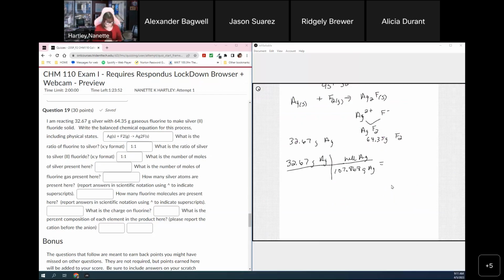If I do that math, 32.67 divided by 107.68 is 0.30. I have 4 sig figs there. 0.29 moles of Ag. So 4 sig figs is my answer because I start with 4 sig figs right here. This one is considered infinite, so I need to look at how many are. Okay, I need to do the same thing.